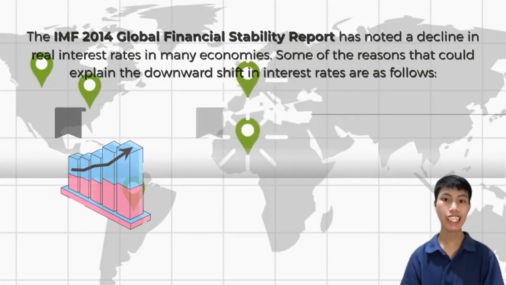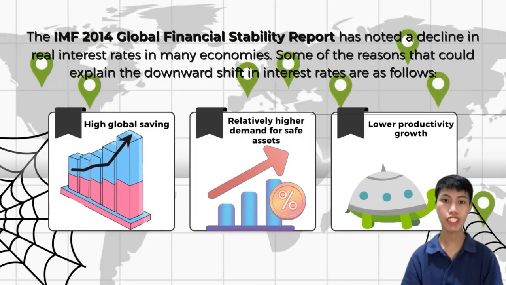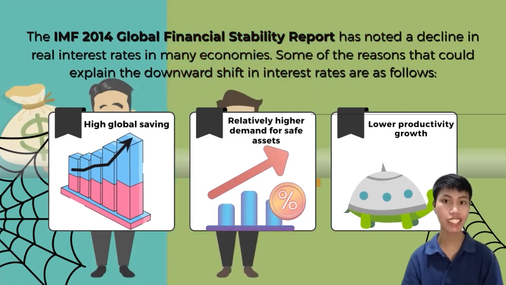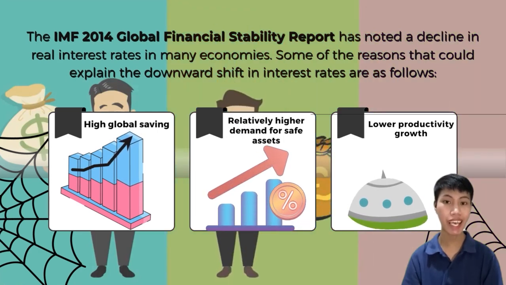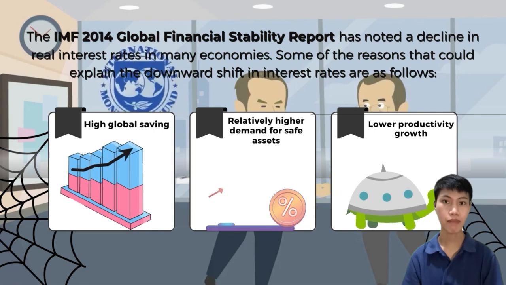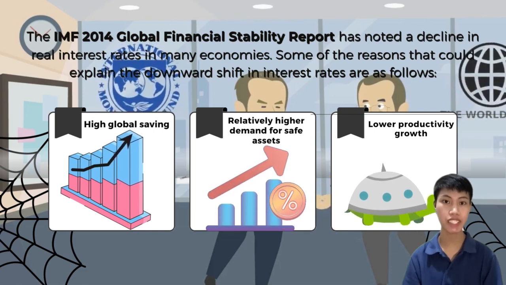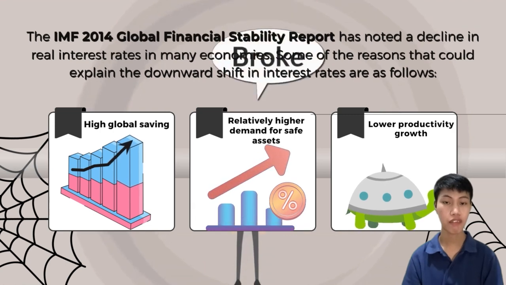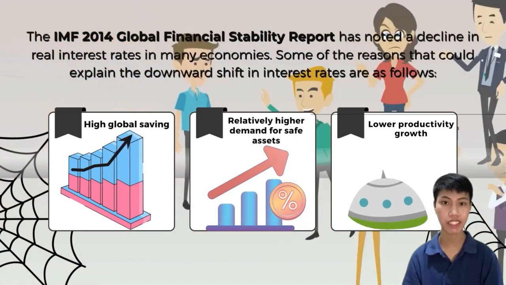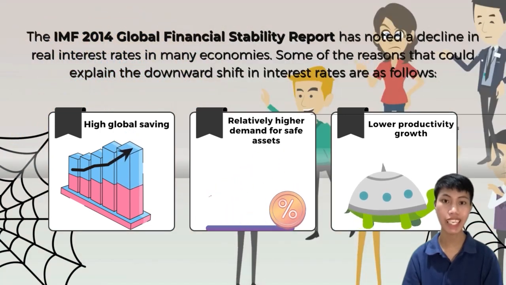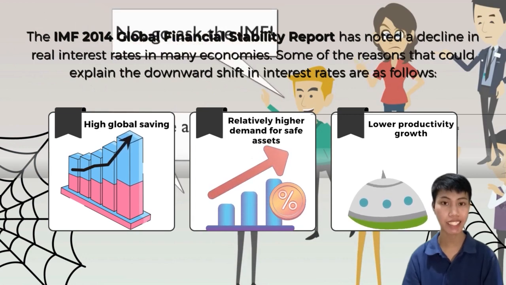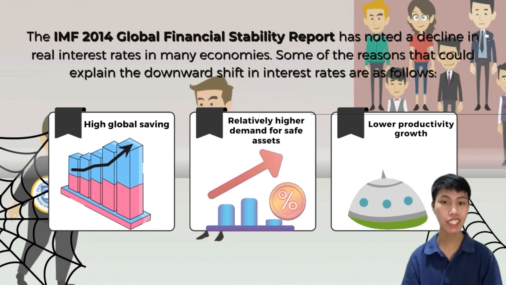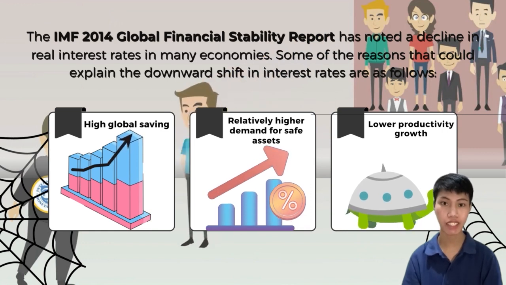The International Monetary Fund 2014 Global Financial Stability Report has noted a decline in real interest rates in many economies. Some of the reasons that could explain the downward shift in interest rates are as follows. First, high global saving. Next is relatively higher demand for safe assets. Then, lower productivity growth.